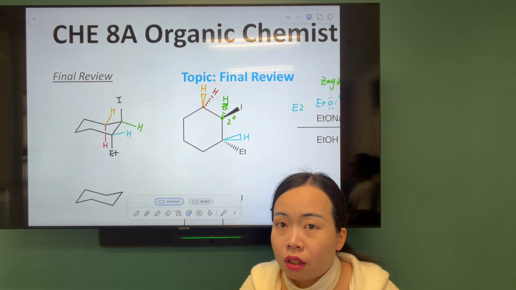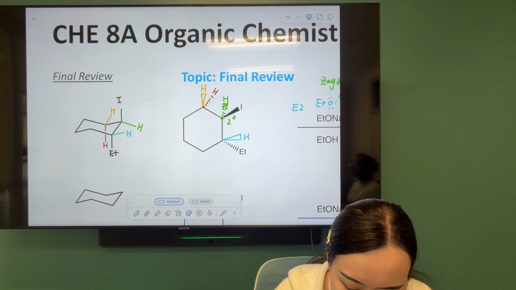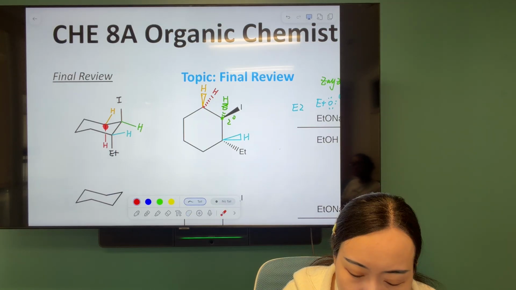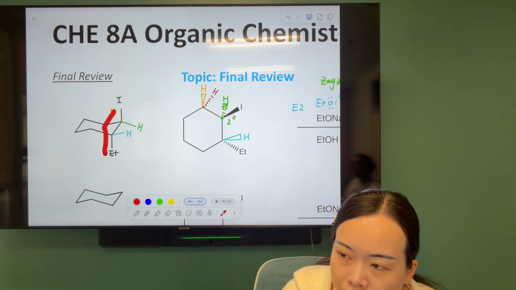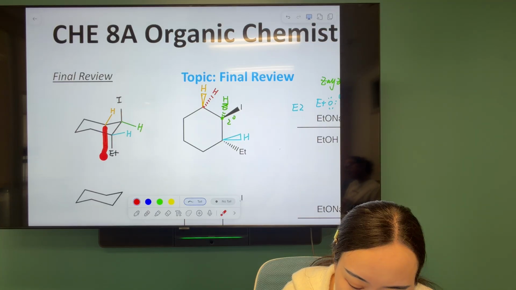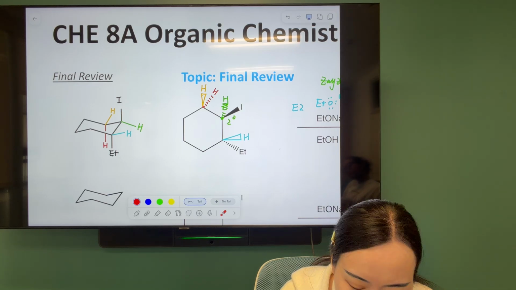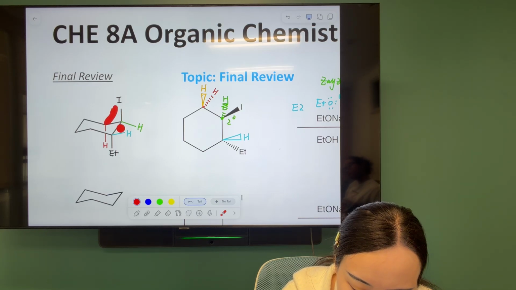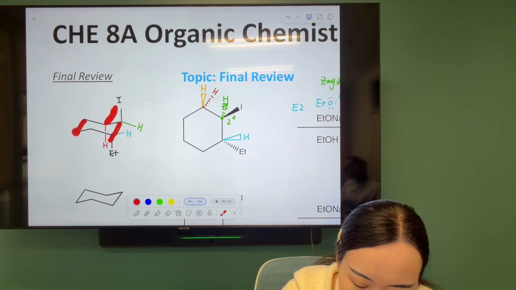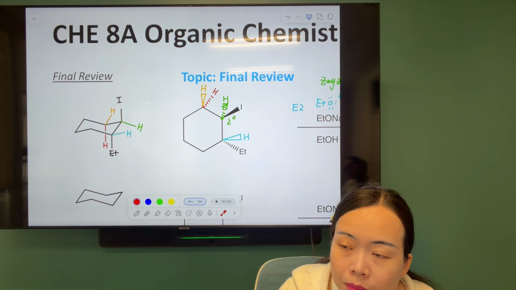Question: why is yellow equatorial? Keep in mind, each carbon can only have one axial and one equatorial. If one of the bonds is pointing down, which is axial, the other has to be equatorial. In this position, the equatorial is always parallel to the carbon bond, right? Does that make sense? Yes.